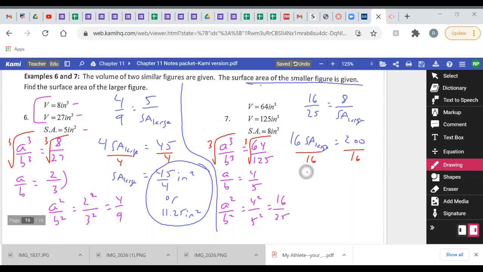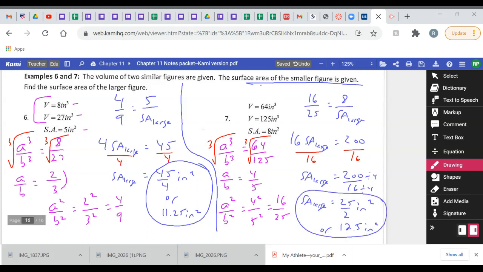Then I get the surface area of the large figure would be 200 over 16. But if I realize that 4 divides evenly into both of those numbers, then I end up with 25 over 2 inches squared. If you want to leave it as a fraction, or you can leave it as a decimal, it'd be 12.5 inches squared. And either of those would give you the right answer.